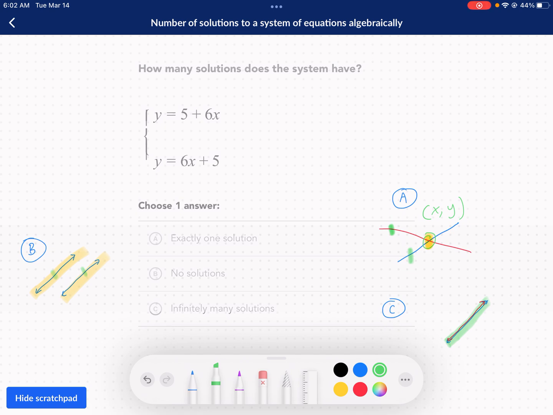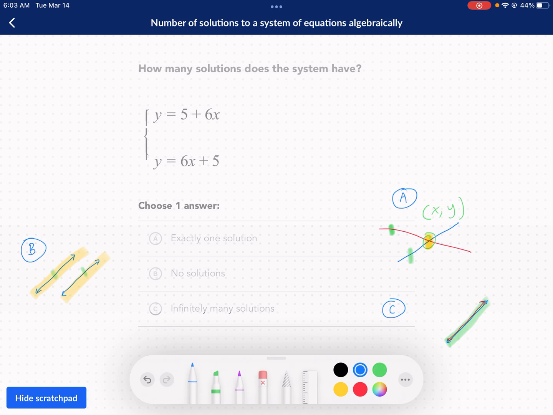And then the last one is true for all points. You might be able to see here, the red and blue line are exactly on top of each other, so every single point works for both, and that just means it's the same line. So any point that you can choose for x and y is going to work.